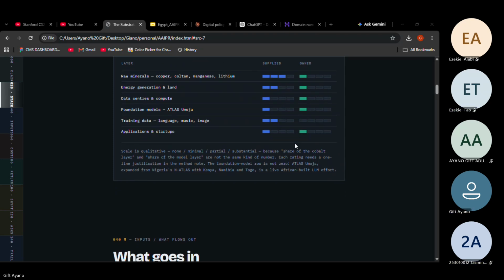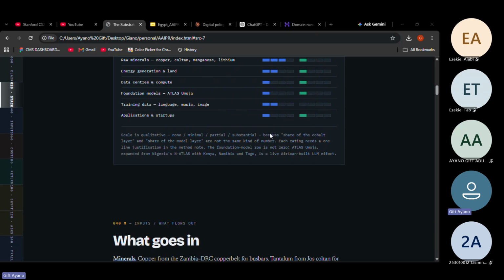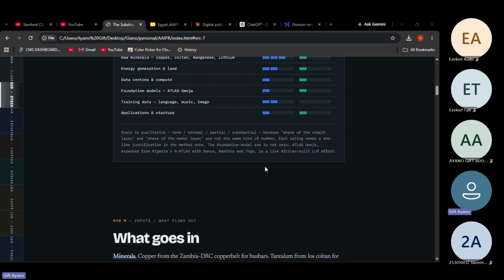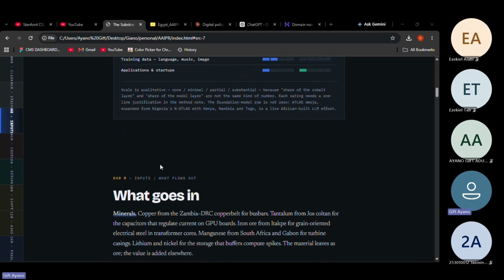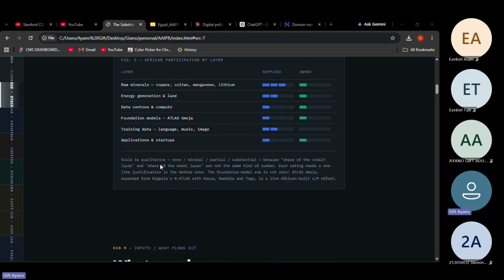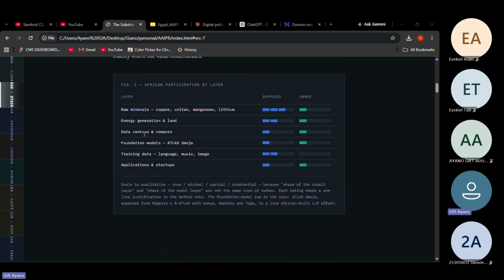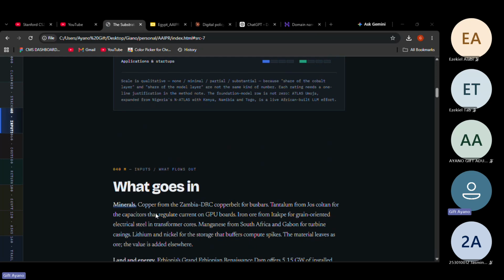So applications and startups, ownership is minimal and supply is also minimal. I will not waste time, let me just go to the next slide. Scale is qualitative, because most of the things that we are supplying here, we have in numbers, but in terms of ownership, we don't really have much cumulatively.